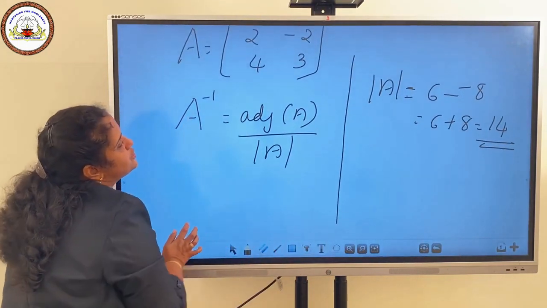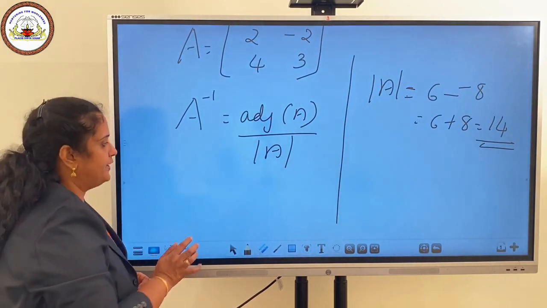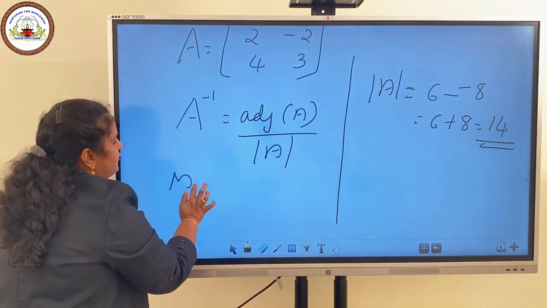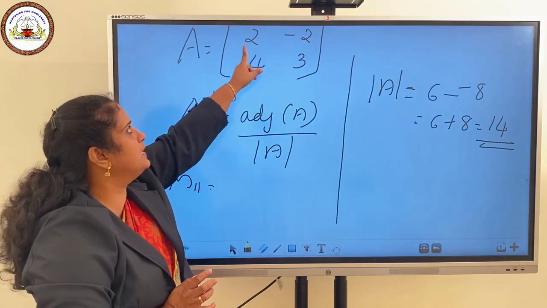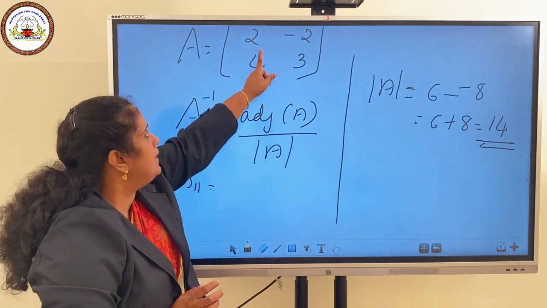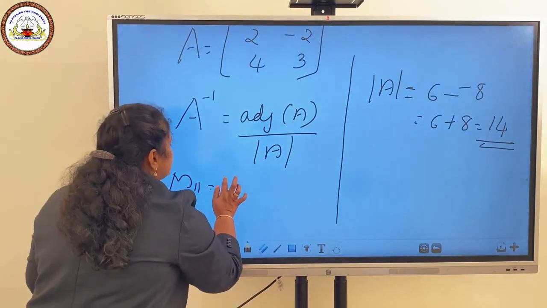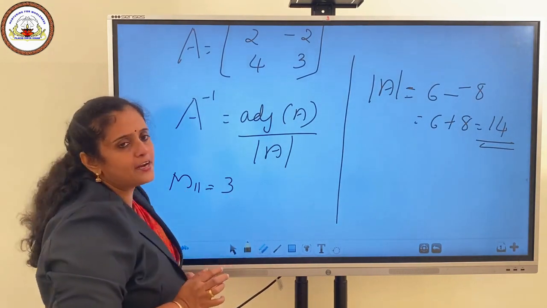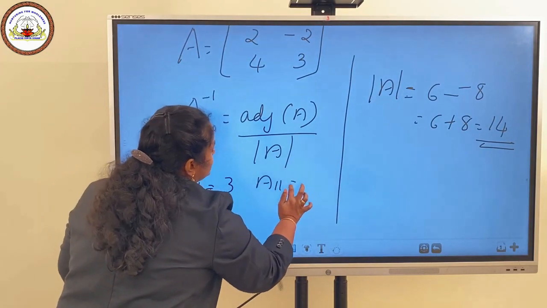When we are finding the adjoint of A, you find the minors and cofactors. First, M11, the first row, first element. Find the minor of the first row, first element. The corresponding row and column you should eliminate. The remaining element is 3. That is the minor of the first element. Then the cofactor of the first element, A11, is also 3.